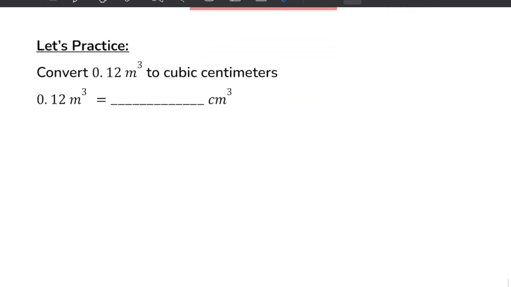Okay, let's practice. We are going to convert 0.12 cubic meters to cubic centimeters. So here I laid it out for you. We're going from here to here. So first, I need to know my conversion factor. What am I multiplying by? What am I dividing by? I need to know that number. So first, we start with comparing meters and centimeters. So from your formula sheet, 1 meter is equal to 100 centimeters.